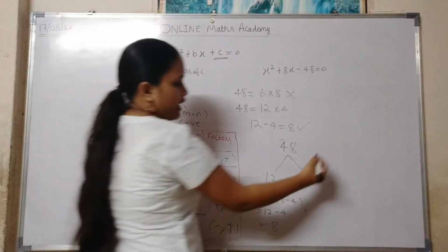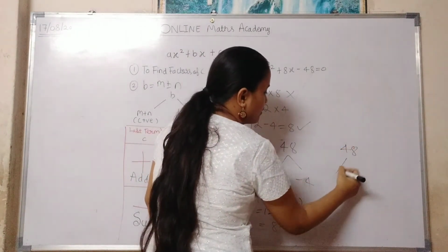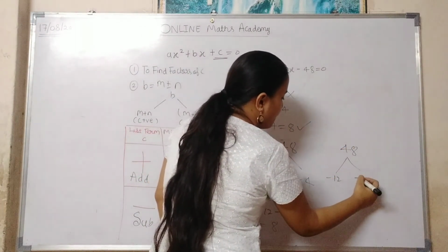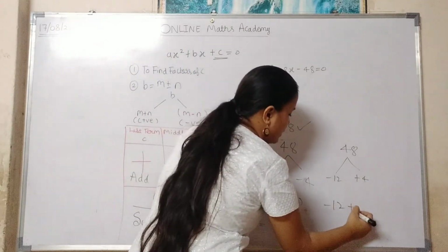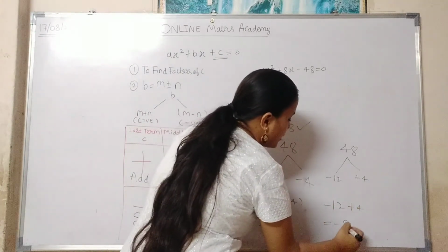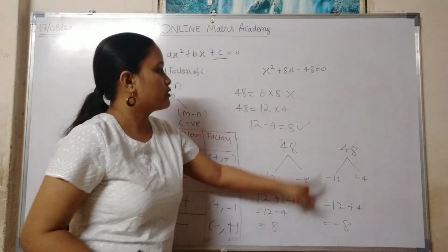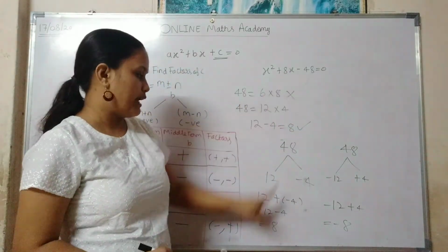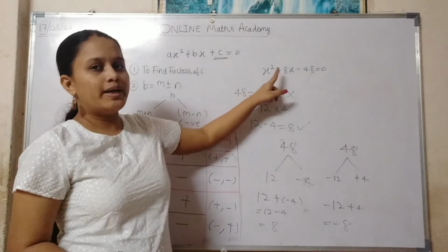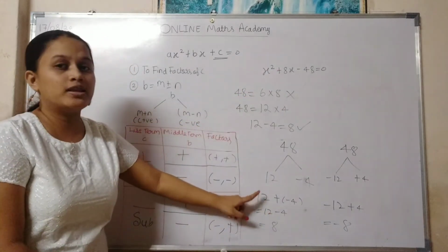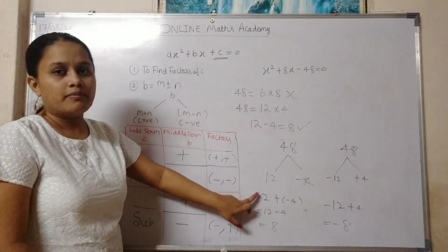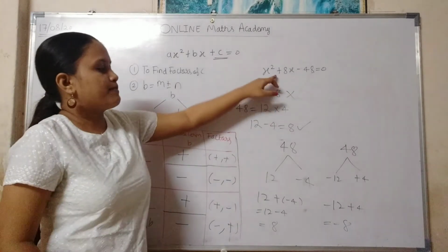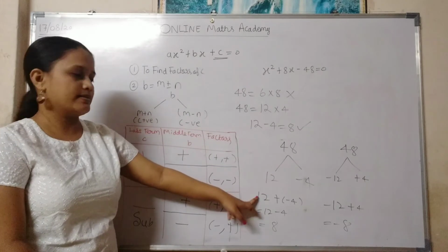But if I would have taken minus 12 plus 4, then what? Minus 12 plus 4 would have given me minus 8, which does not satisfy my b. Therefore, the sign of middle term will always go with the bigger number. If middle term is plus, the bigger number will be plus. If it is minus, bigger number will be minus.